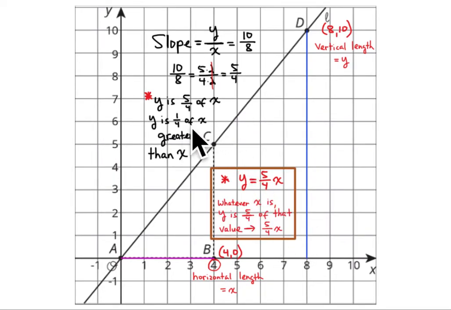Whatever x is, y is 5/4 of that value. So if x is 4, y is 5. 5/4 of 4 is 5. If x is 8, y is 10. 5/4 of 8 is 10.